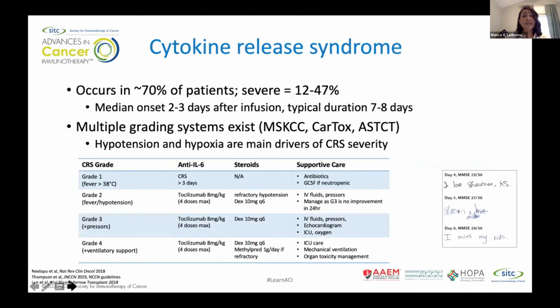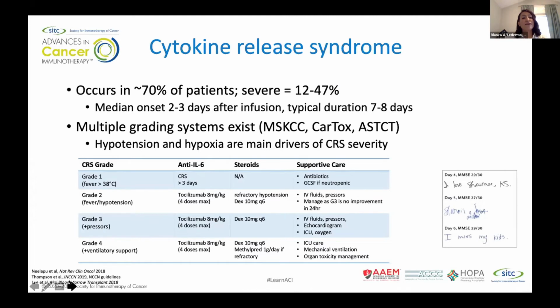There is a real need to involve multiple specialties to help manage these patients. The cytokine release syndrome occurs in approximately 70% of patients, but those with severe grade is approximately 12 to 47%. The median onset, as I previously mentioned, was 2 to 3 days, and the duration is about 7 to 8 days. And there are different grading systems: the MSKCC, the CAR-TOX, and the ASTCT. But what really drives the CRS toxicity is the hypoxia and the hypotension.